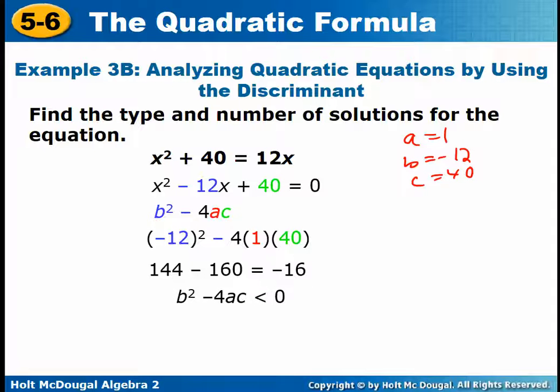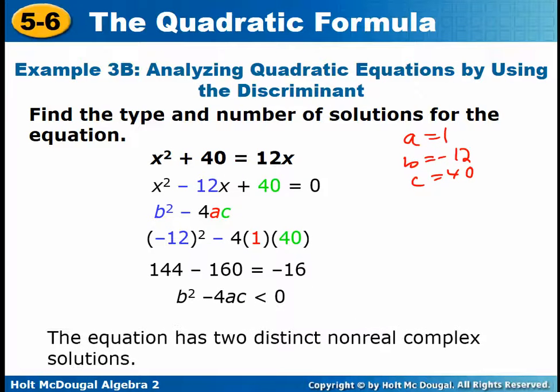When you get a number less than 0 for the discriminant, that means there's not going to be any real solutions. It means that your graph will never cross the x-axis. But there are two non-real complex solutions. That's what you would write. Two distinct non-real complex solutions. Seems like a mouthful, but that's the answer.